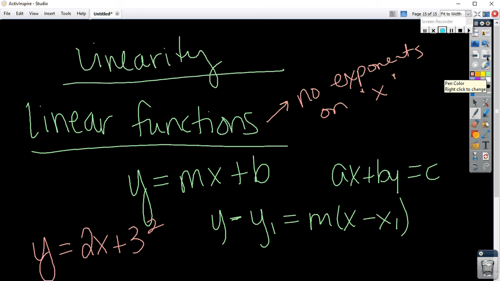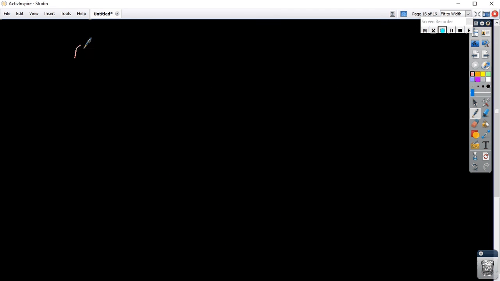Is this a linear function and why? Yes. Why? There's no exponent on the x or the y. It can be written in slope-intercept form. It's already in what form? Standard form. So yes, this is a linear function. This is easy, right? How about this one?